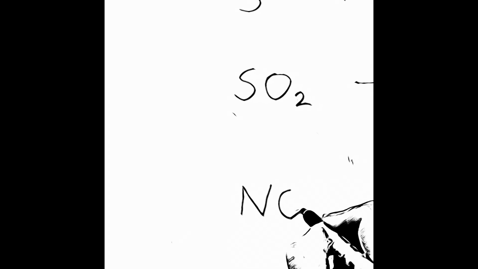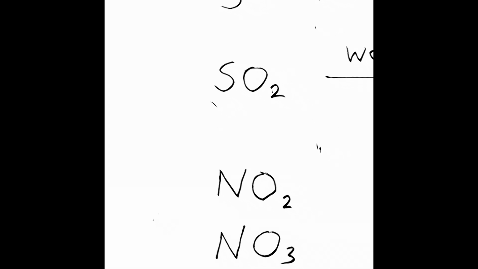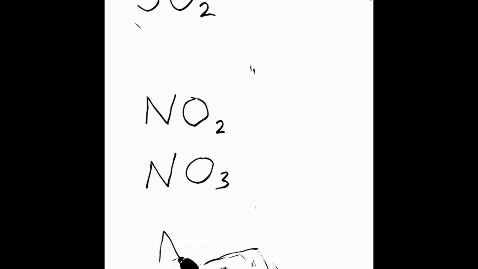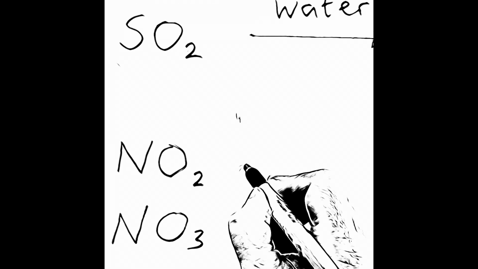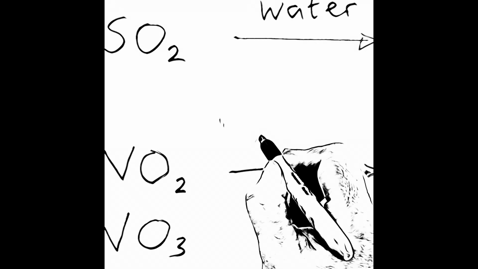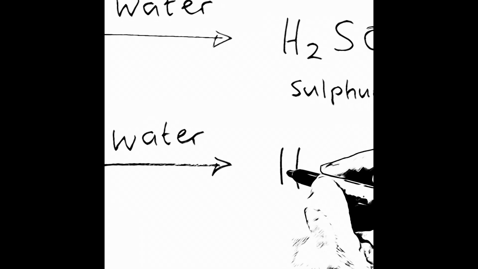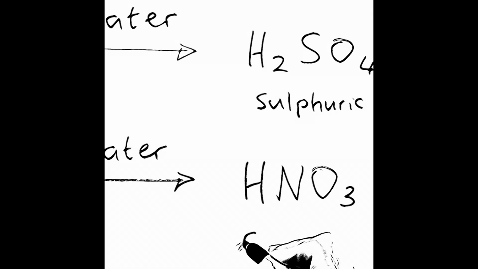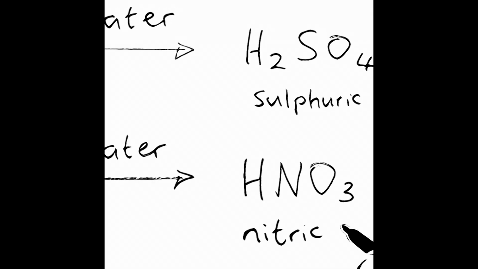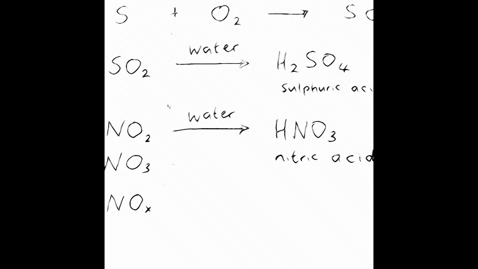The nitrous oxides as well will have the same effect. Now, nitrous oxide can be in different forms. It can be NO2 and NO3. So as a rule, we just call it NOx because that encompasses all of the nitrous oxides you can get, which is why we call them nitrous oxides. Those can also react with water, this time to produce a weak nitric acid, which again goes up into the atmosphere, reacts with the rainwater, and makes the problem of acid rain even worse.